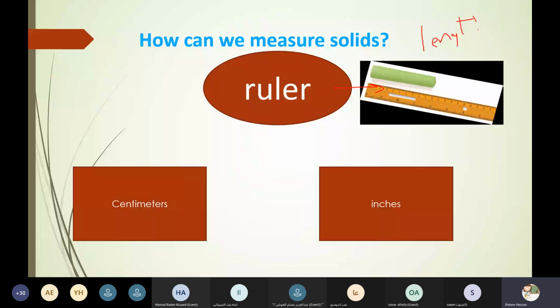If you have a solid, you can measure it. You can measure your laptop, your iPad, to know how long your solid is, whatever you want. So you can use the ruler to measure the length of your solids, like this chalk. Now it is 10 centimeters or 4 inches. So we can say centimeter or inch.